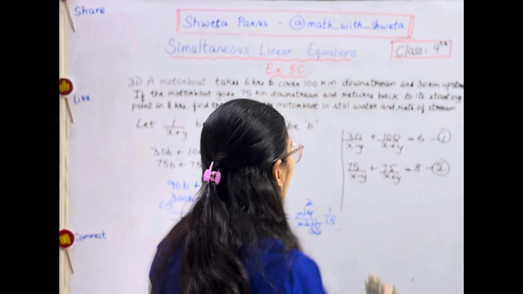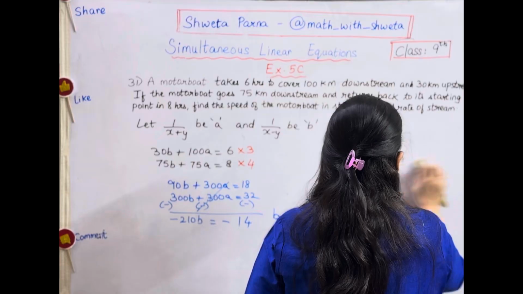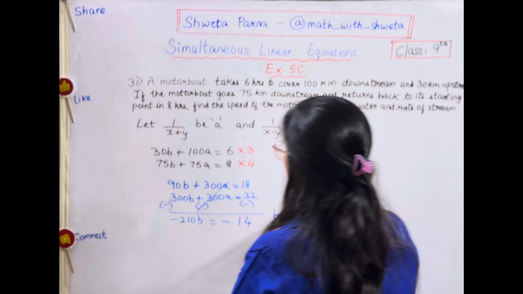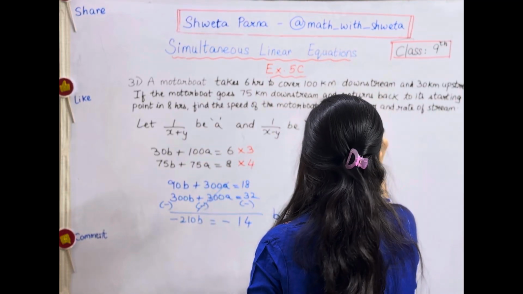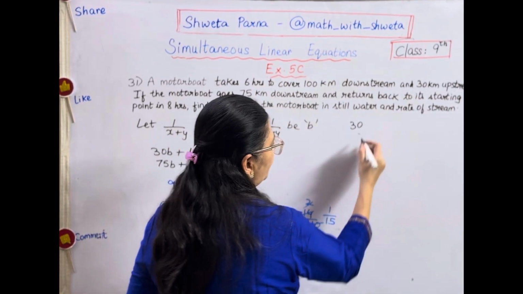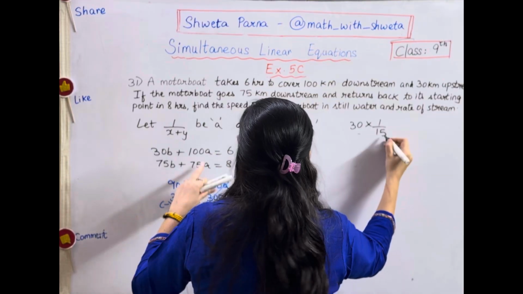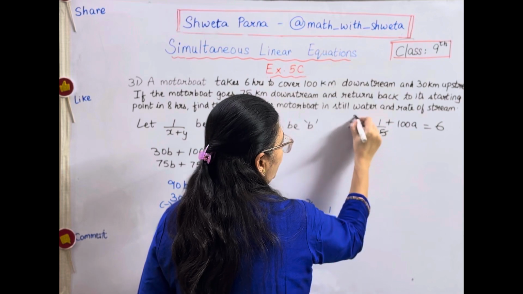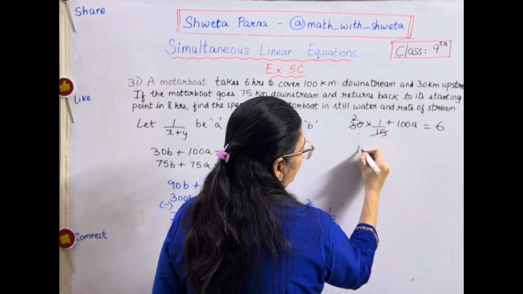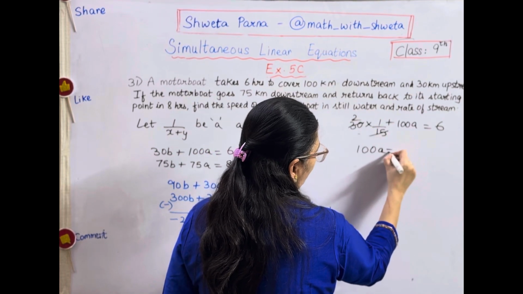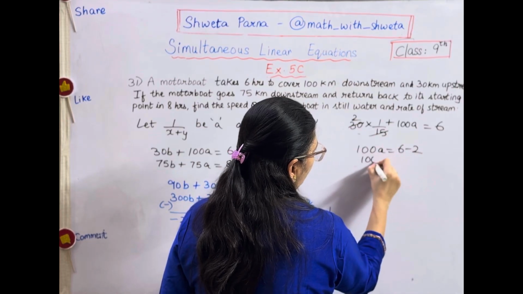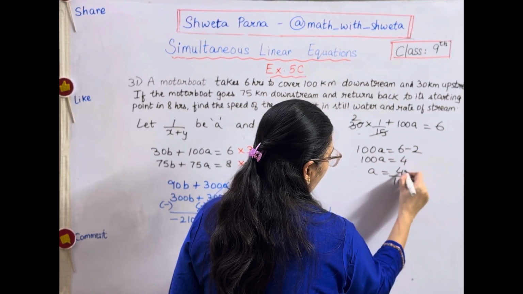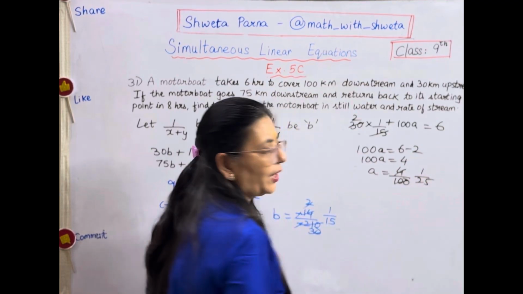Similar way, let's find the value for a. Substitute in any equation. Say I substituted in this one, 30b. So b is what? 1 upon 15 plus 100a is equal to 6. 15 2s are 30. So 100a is equal to 6 minus 2. 100a is equal to 4. So a is equal to 4 upon 100, which is 1 upon 25.